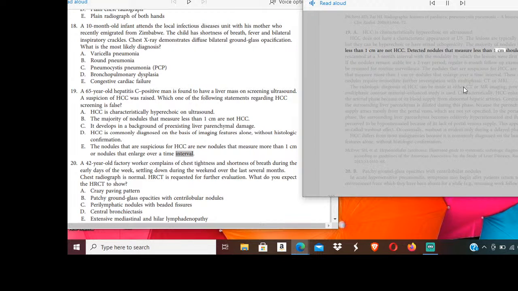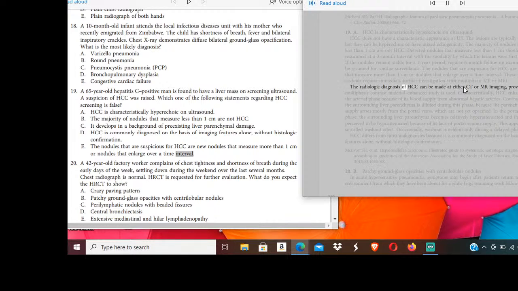Detected nodules that measure less than 1 centimeter should be rescanned at a 3-month interval with the modality by which the lesions were first identified. If the nodules remain stable for a 2-year period, regular 6-month follow-up examinations can be resumed for routine surveillance. The nodules that are suspicious for HCC are new nodules that measure more than 1 centimeter or nodules that enlarge over time interval. These suspicious nodules require immediate further investigation with multiphasic CT or MRI.